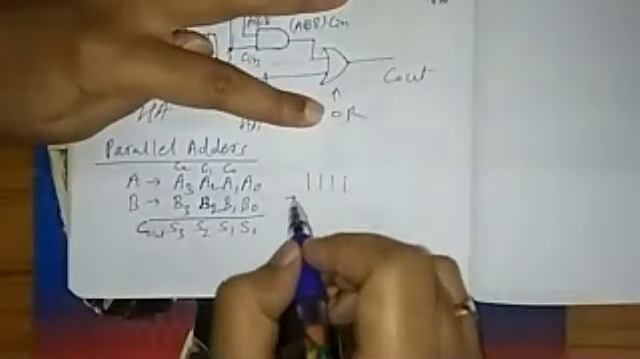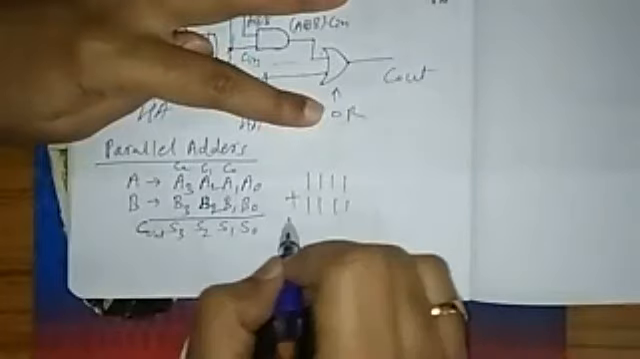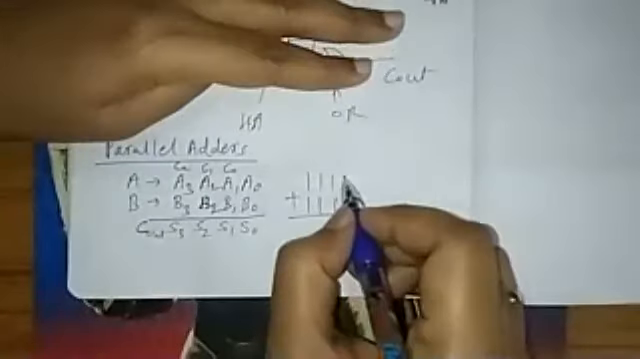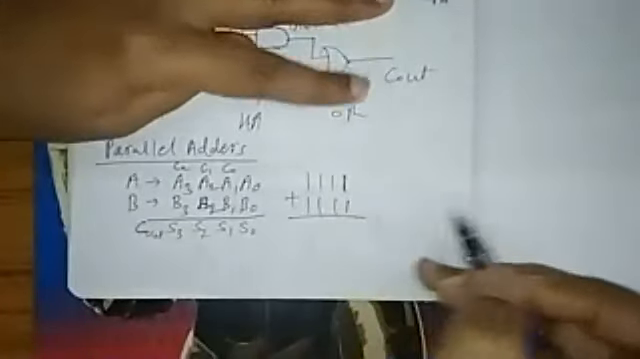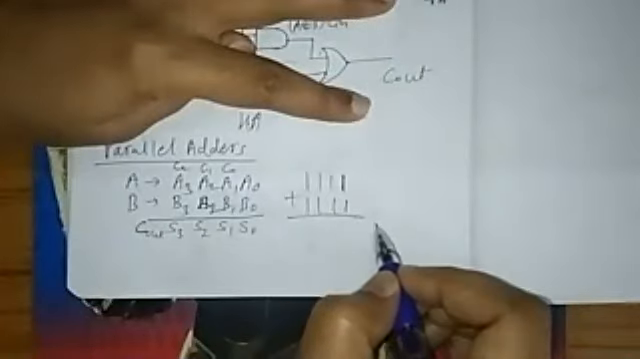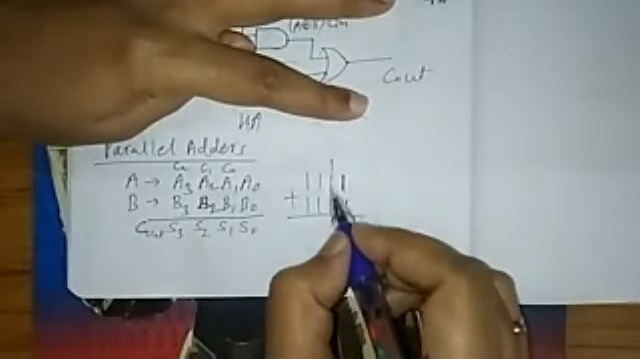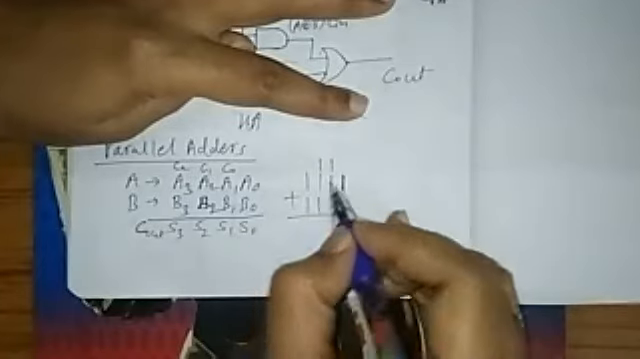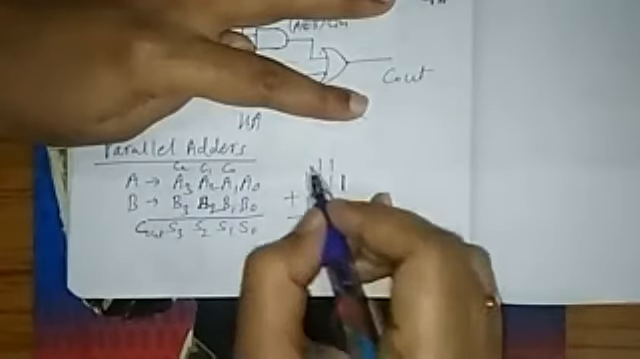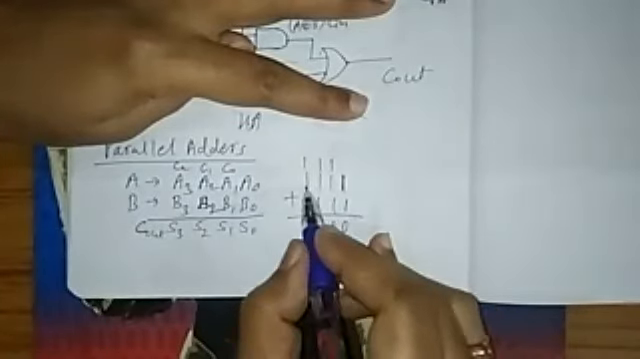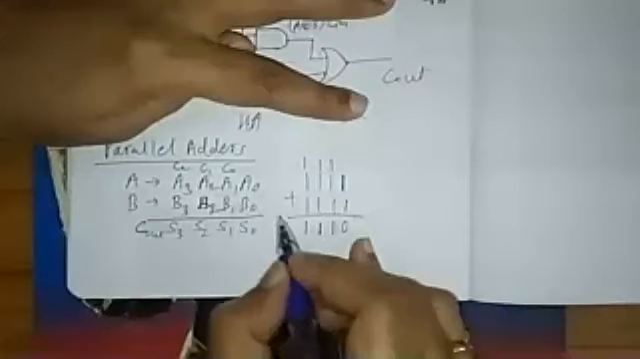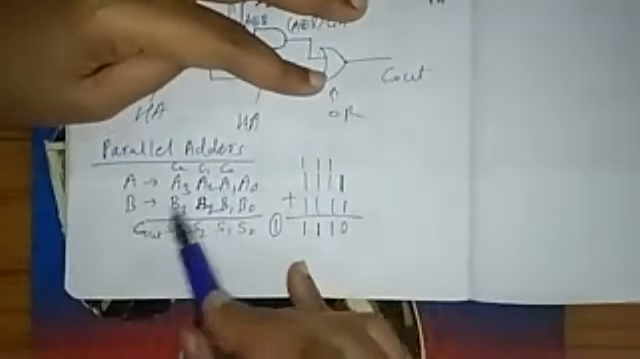Similarly, take 1111 plus 1111, four ones plus four ones. 1 plus 1, there is no previous carry, therefore the sum is 0 and the carry goes to the next. 1 plus 1 plus 1, the sum is 1, carry is 1. 1 plus 1 plus 1, the sum is 1, carry is 1. Now 1 plus 1 plus 1, the sum is 1, carry is 1. This is how you will get it. The same thing I have shown with the variables.